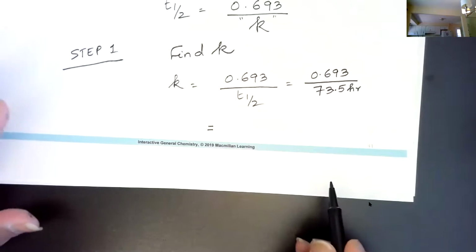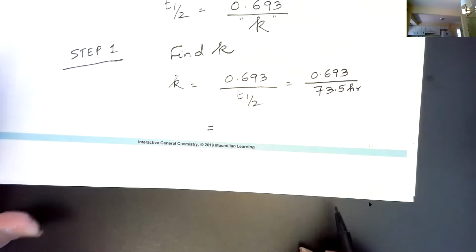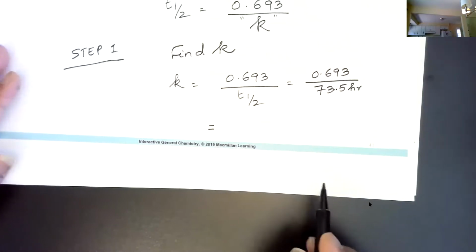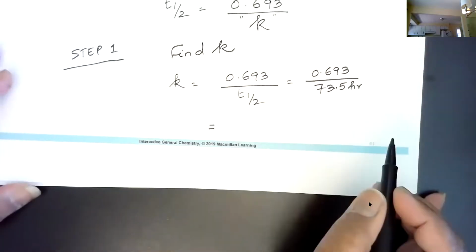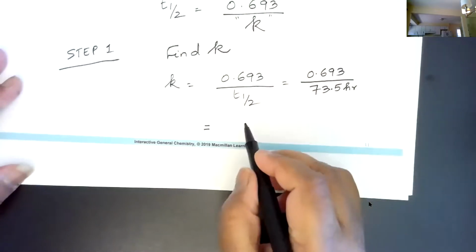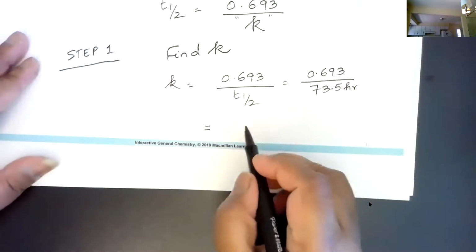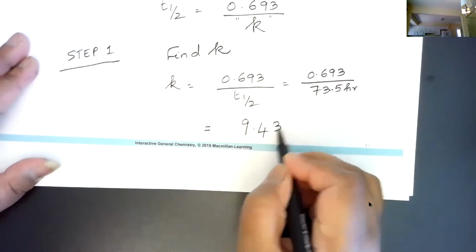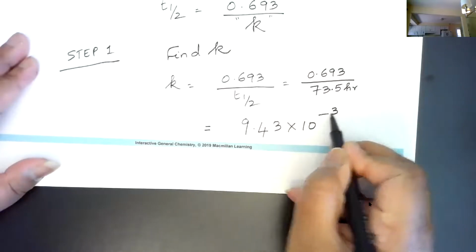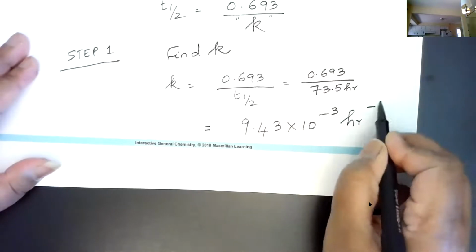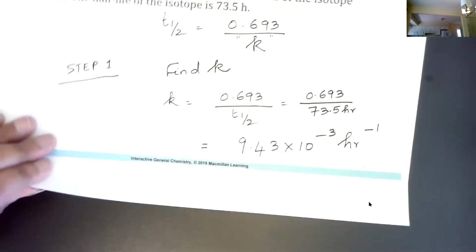So what is K? I got 9.43 times 10 to the negative third. Can you say it again, Adrian? Yeah, I got 9.43 times 10 to the negative 3. Okay. Thank you. Hour minus 1. Okay. All right.